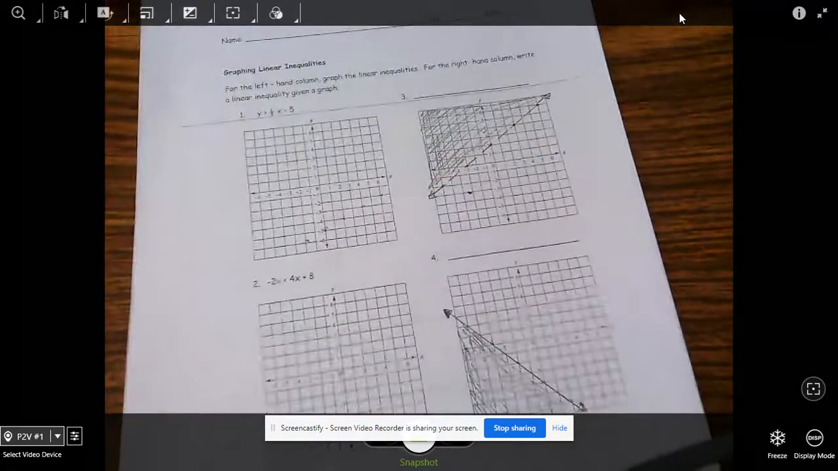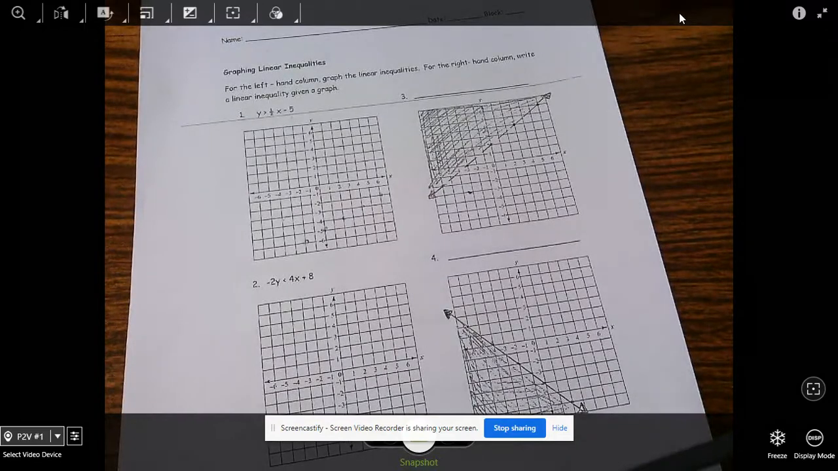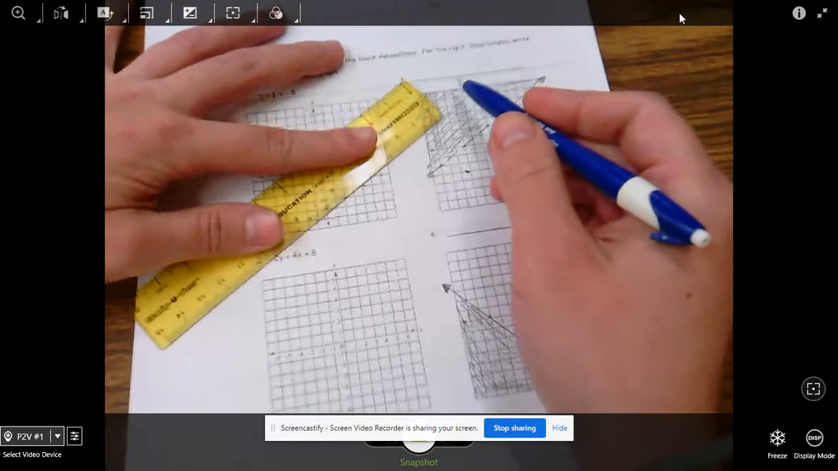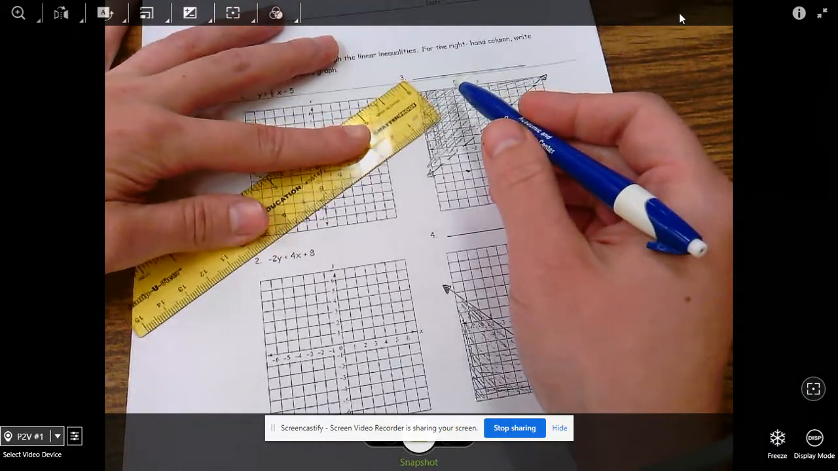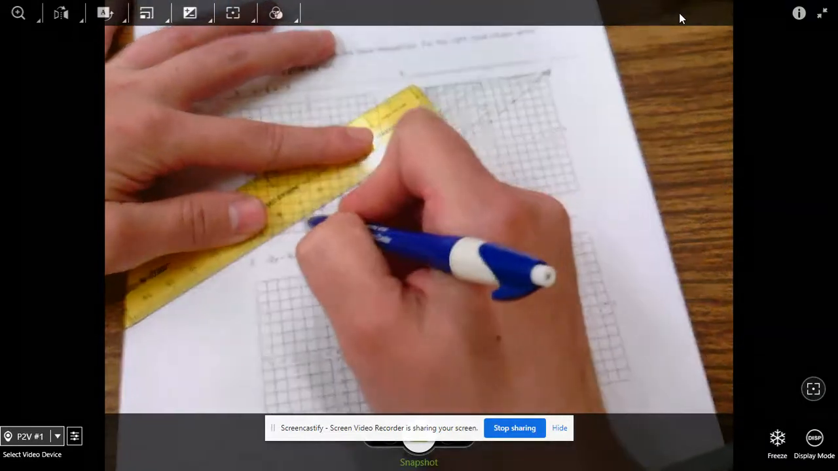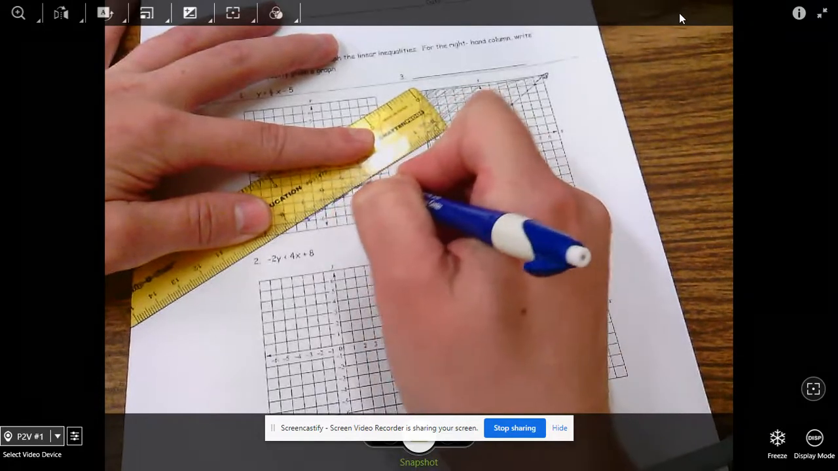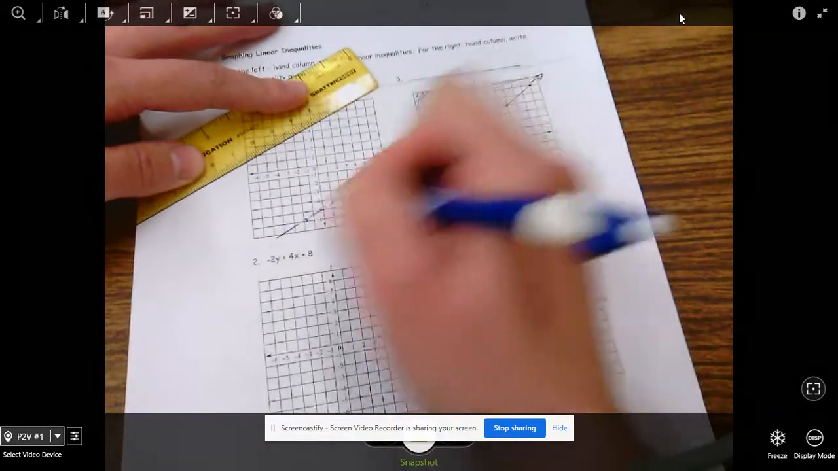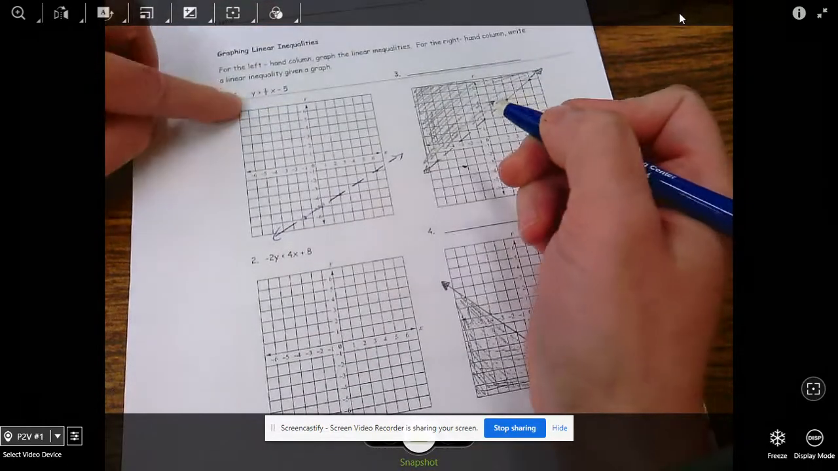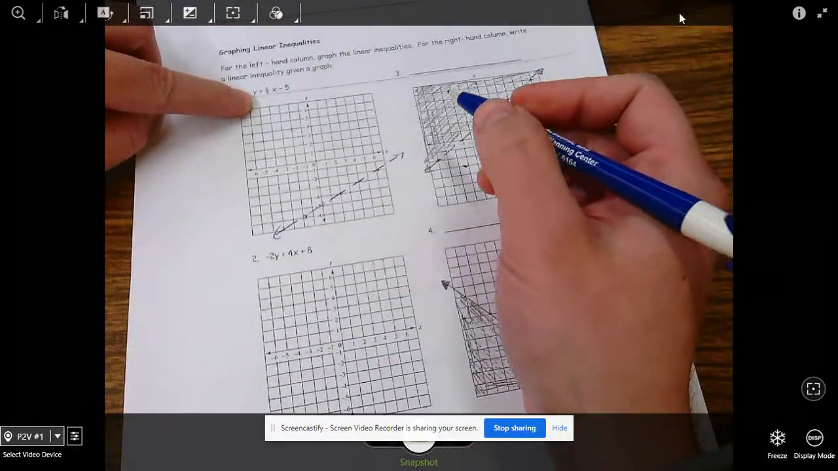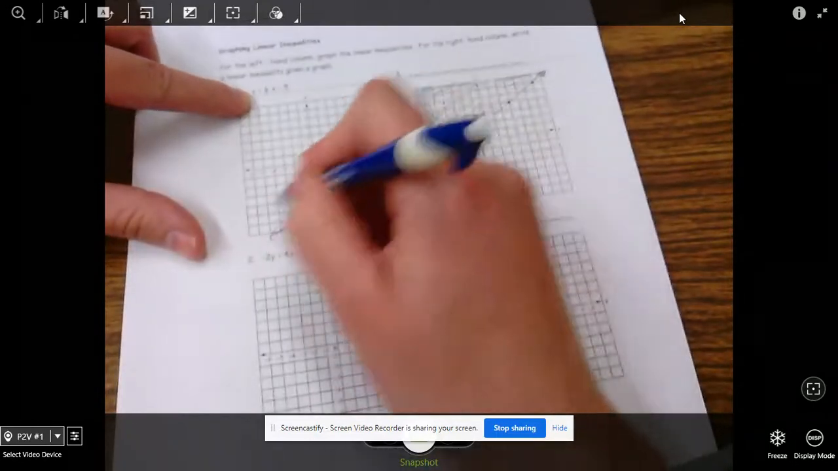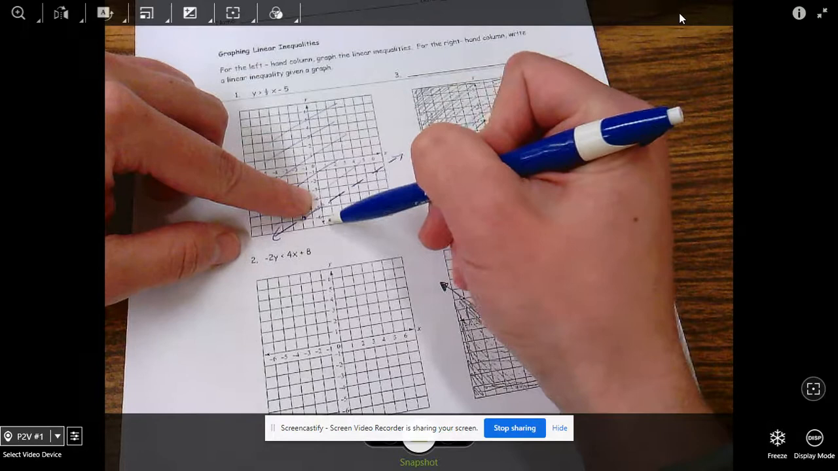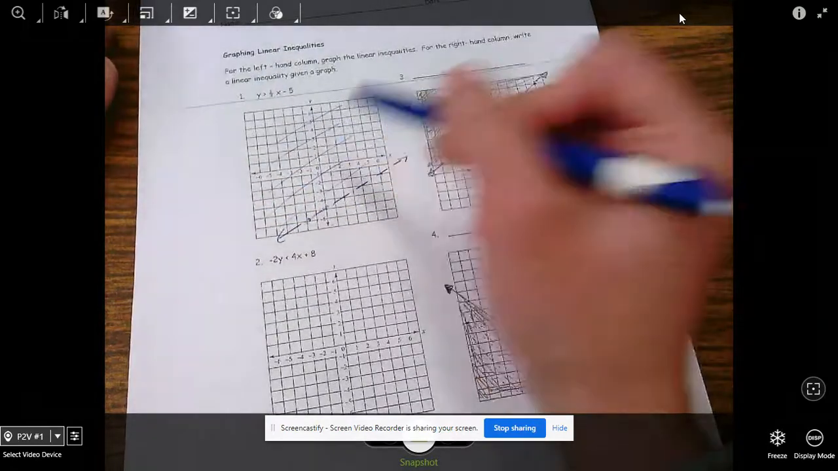Okay, and then it would be a dotted line because you are not equal to. And your y values are greater. So your y values are greater on this side. 6, 5, 4, 3 are greater than -6. So that's how you do the first one.